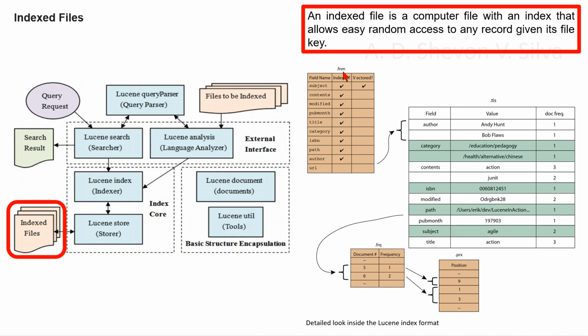Here, .fnm, the fields, stores information about fields, and .tis, term infos, part of the term dictionary, stores term info. And here .frq, frequencies, contains a list of docs which contain each term along with frequency, and .prx, positions, stores position information about where a term occurs in the index.